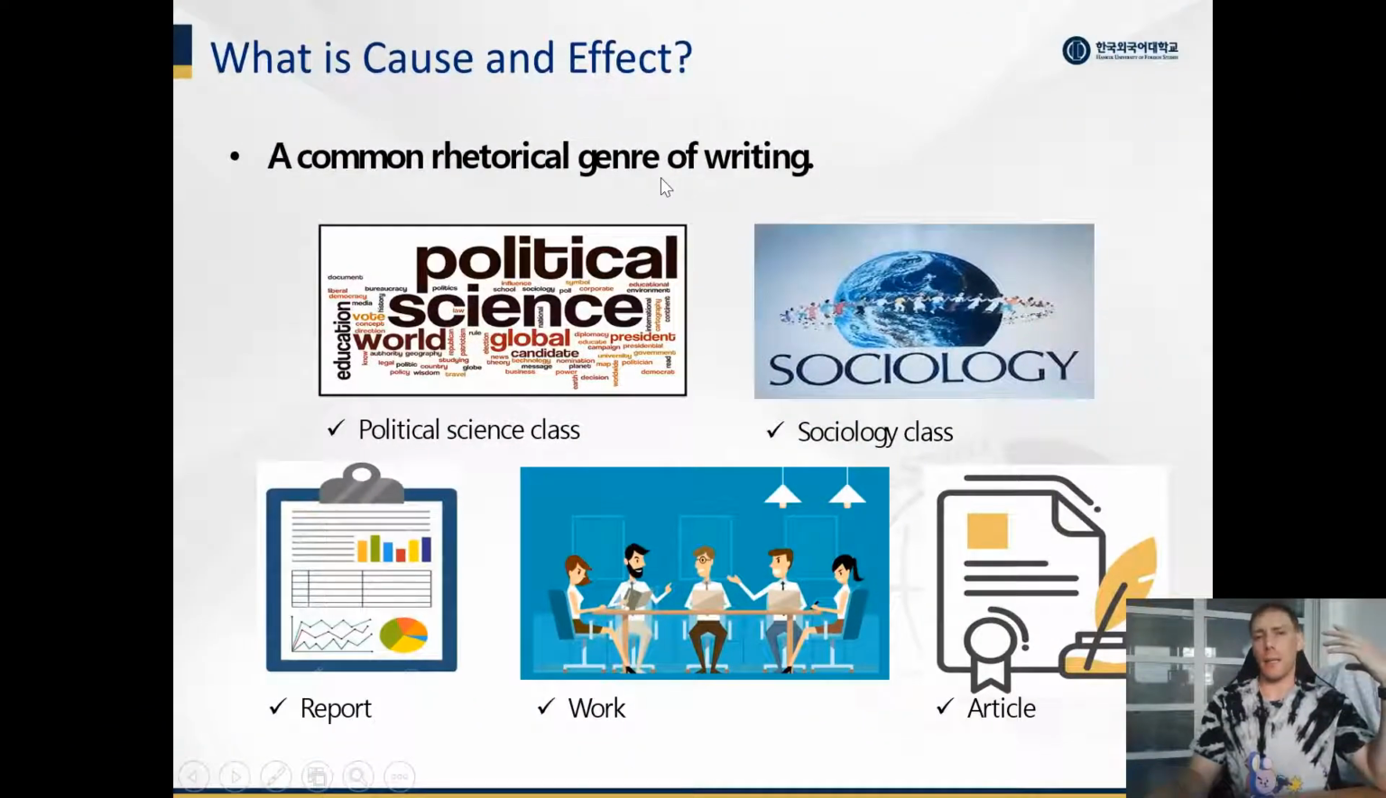Rhetorical genre of writing. Many people use cause and effect. When would we use it? It's used often, like in a political science class when we're talking about different things happening in the world, in sociology class when we're doing our reports, in our jobs, and finally, writing an article. We use cause and effect all the time, especially in sciences, because we want to say what's happening and how things are linked together, how things affect each other. So these are very simple ways that we can use them in different fields, and this is the easiest way to explain it. We use it a lot of the time, especially at university.